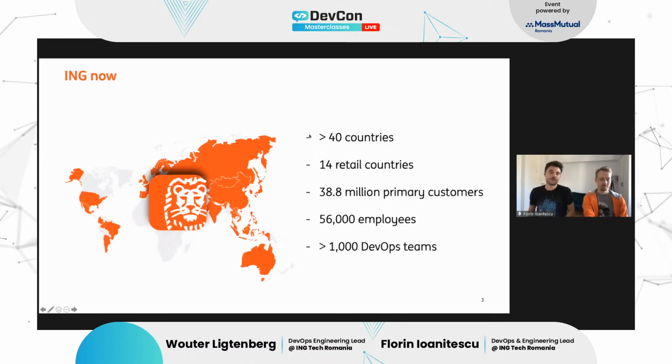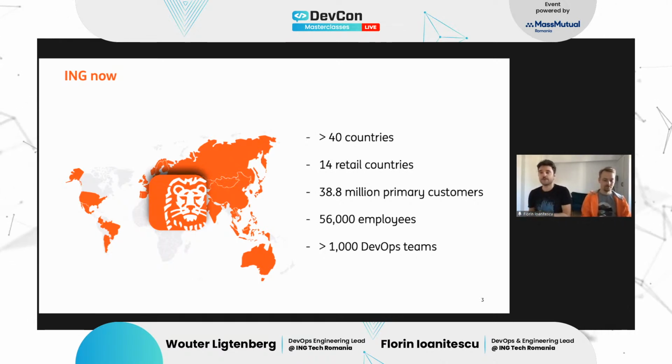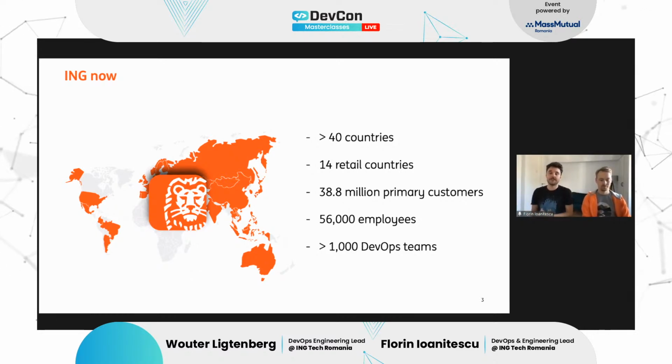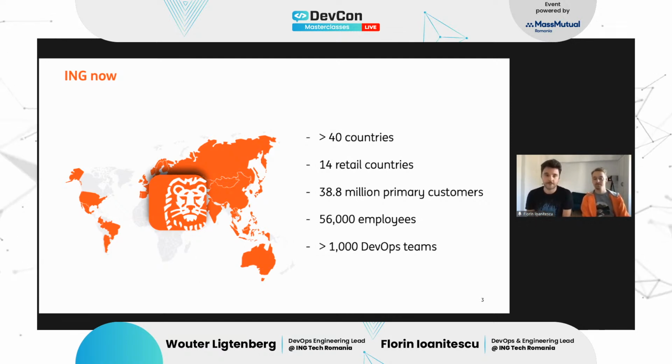I think there is just one more slide about ING, who we are. As many of you might know, we are a big tech company. We're also a big bank, but we're also very big in the tech industry. We have a presence in more than 40 countries, and 14 of these are retail banks. We have 38.8 million primary customers and 56,000 people who are serving them. And there are more than 1,000 DevOps teams.